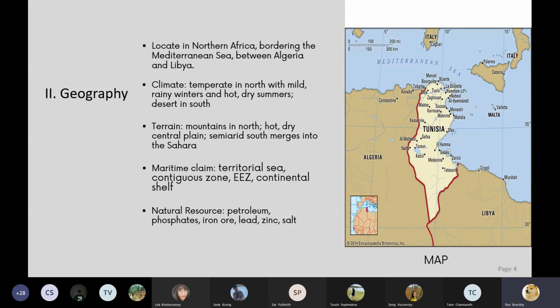Geography. As mentioned before, we are located in Africa, and the climate in the north has mild rainy winters and hot dry summers, with desert in the south. The terrain is mountainous in the north, hot and dry in the central plain, and downward into the Sahara. The maritime claims of Tunisia include the territorial sea and the continental shelf. Natural resources: Tunisia has petroleum, phosphate, iron ore, lead, zinc, limestone, and salt.